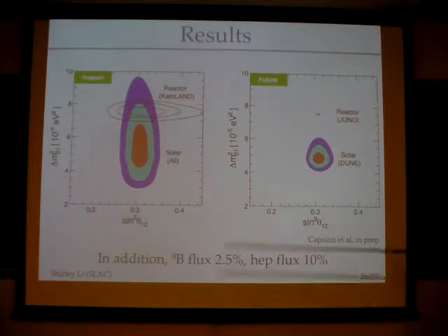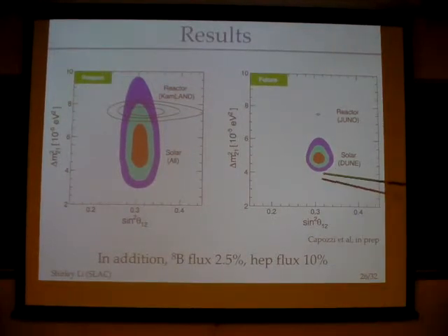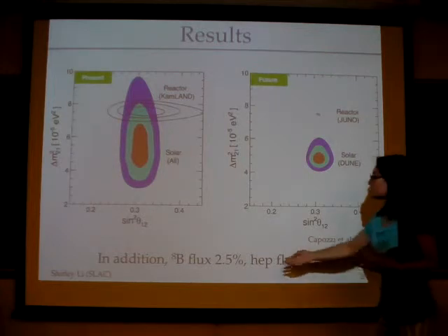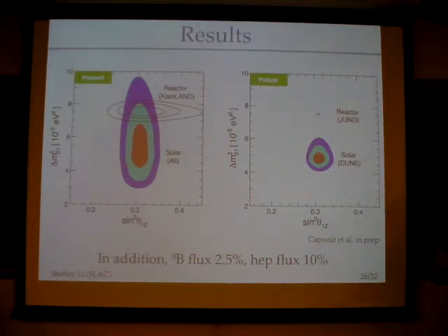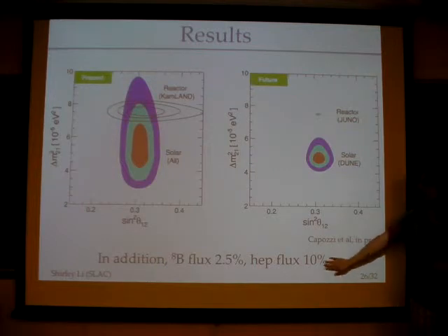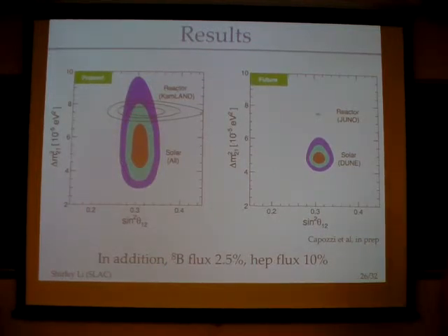So if this tension or hint is real, and it's actually caused by some new BSM physics, then DUNE and JUNO combined can test this tension at almost 5 sigma. In addition to this, we can also improve the boron-8 flux measurement from 4% to 2.5%. I think it's really cute because the current angle measurement is really limited by the 4% measurement from an experiment that is no longer running, which is nice. And we can actually make the first detection of HEP flux with 10% error.